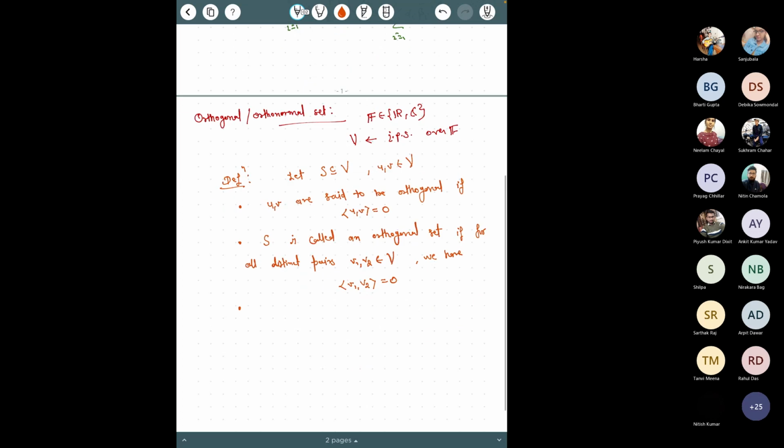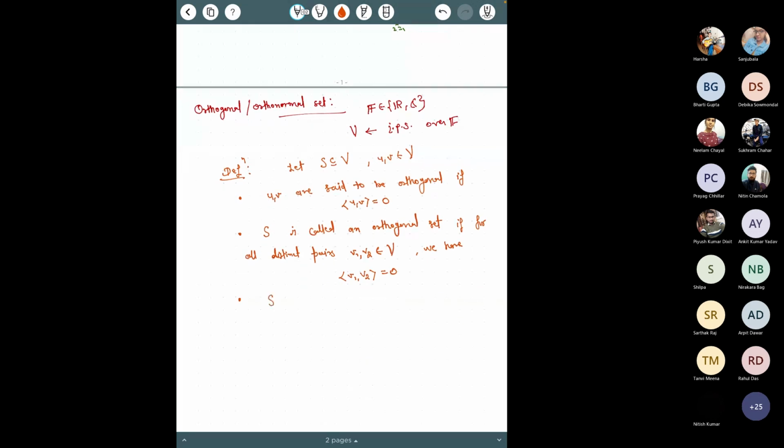So this is for orthogonal. Now the set S is called orthonormal. Sir, V1, V2 belong to S, right? Yes, V1, V2 belong to S, not V. You're right. We are talking about S. Thank you. So S is called orthonormal if it satisfies two things: first, it has to be orthogonal. So S is orthogonal.